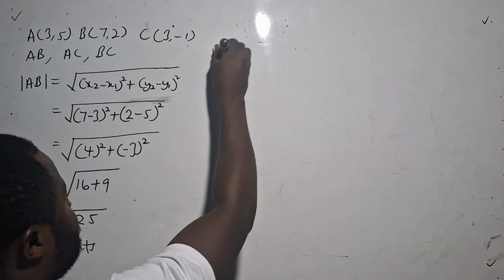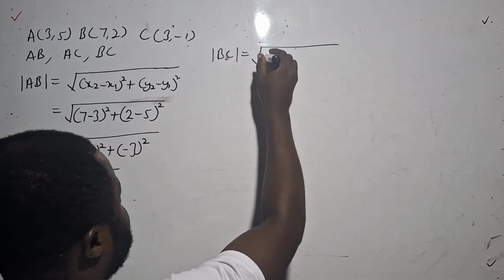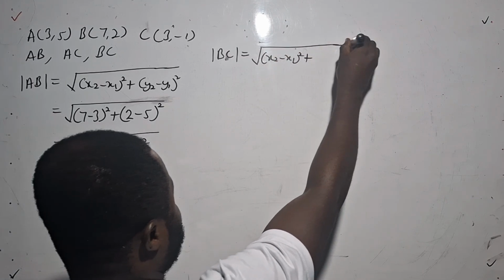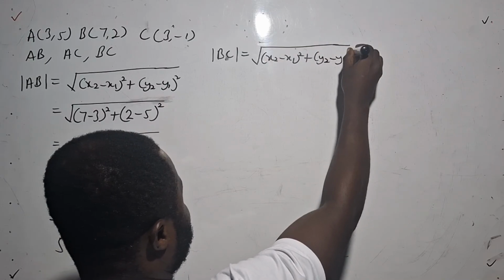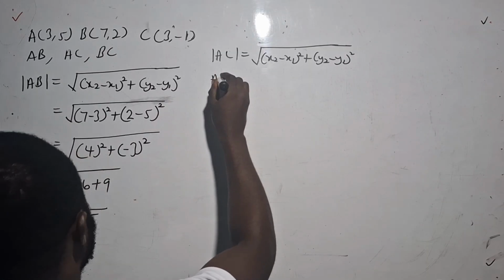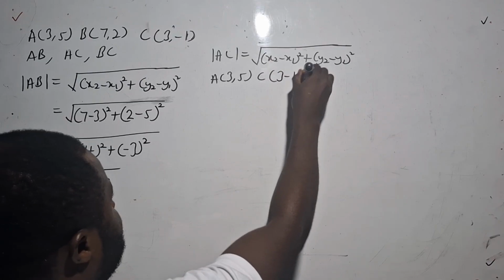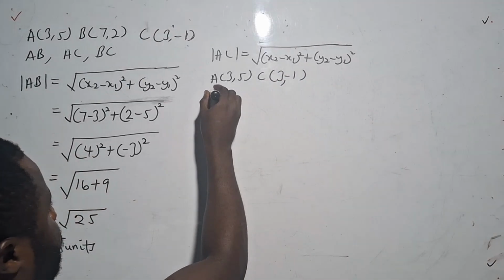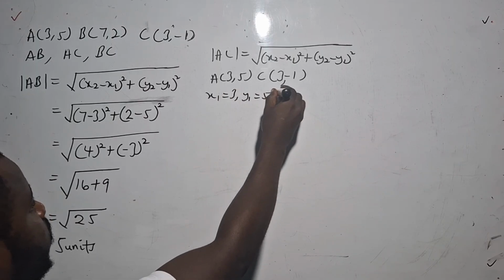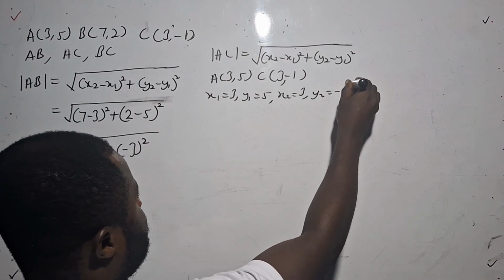The length of BC, the same formula, x2 minus x1 squared, plus y2 minus y1 squared. Actually, I'm going to find the length of AC first. So A is 3, 5. Then C is 3, -1. So now x1 is 3, y1 is 5, x2 is 3, y2 is -1.